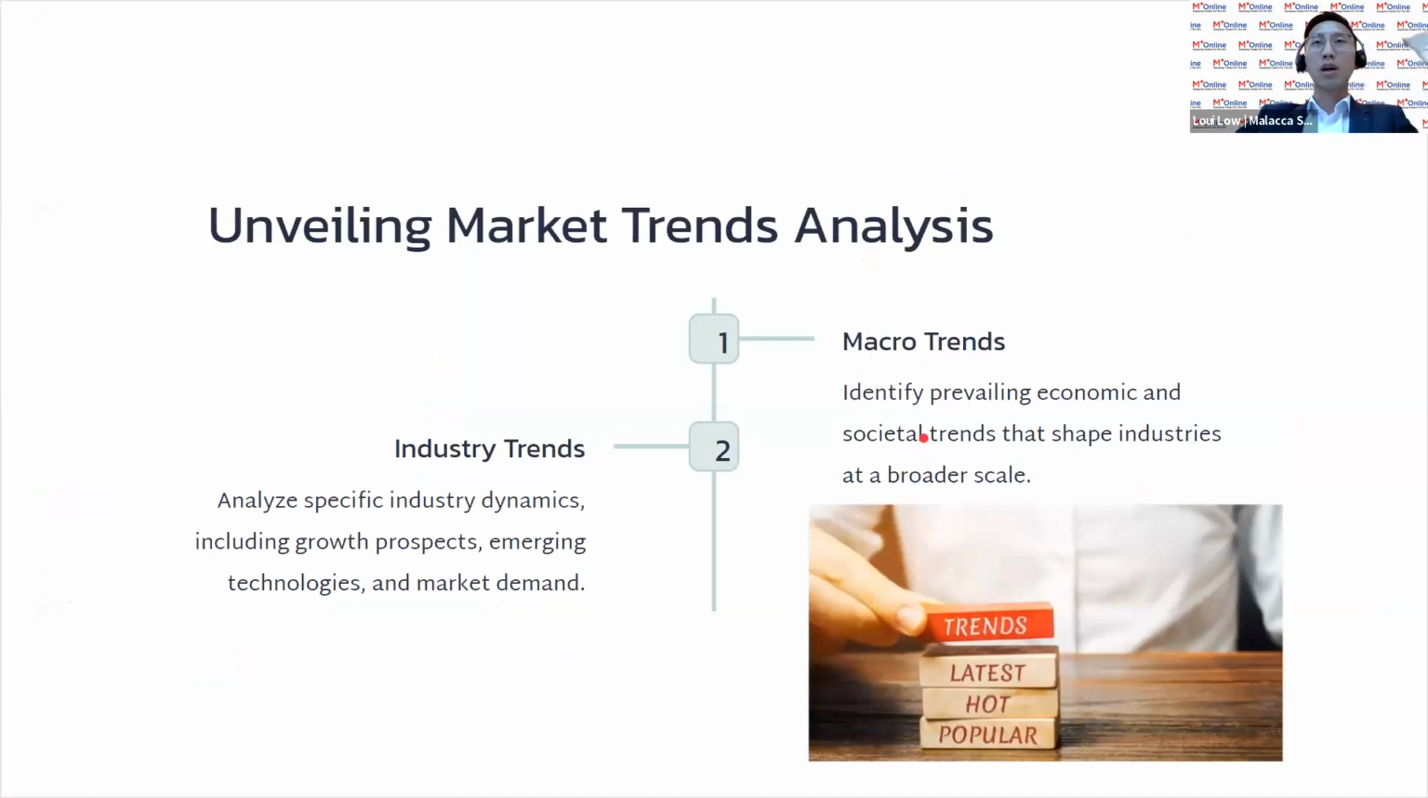First of all, to understand the macro trends, identify prevailing economic and societal trends that shape the industry at a broader scale. And secondly, we are looking into industry trends to understand the growth prospects, the emerging technologies, and also market demand. So generally speaking, we are looking into a bigger picture to understand what sort of sector you want to trade or invest in first, followed by understanding the companies, then forming the stocks that you want to trade in.